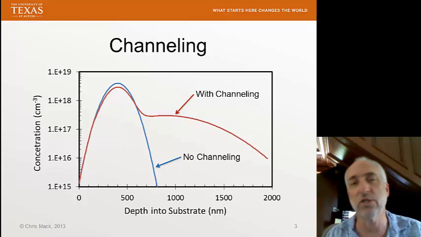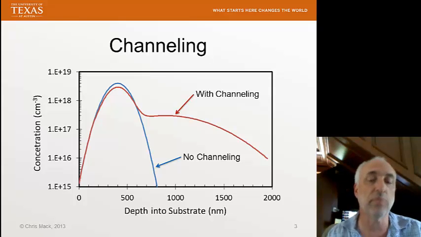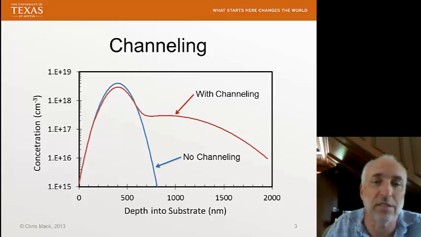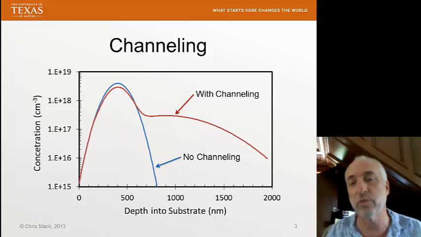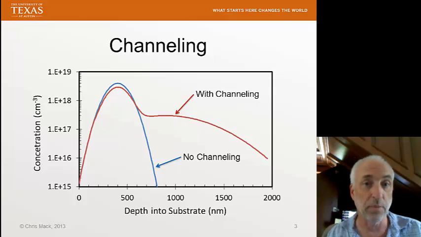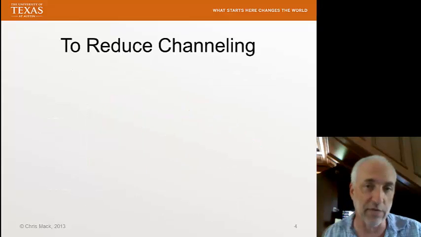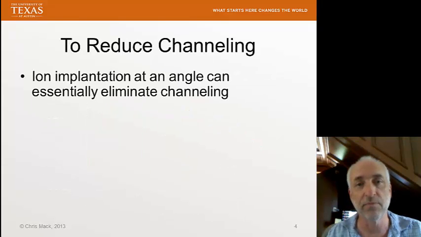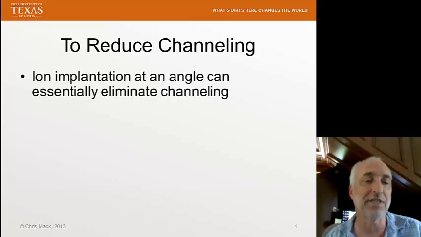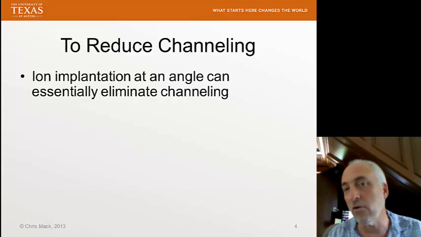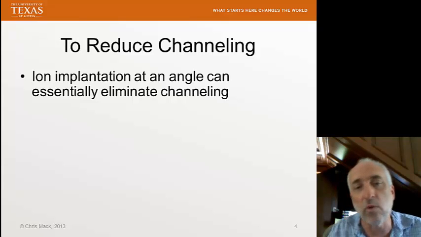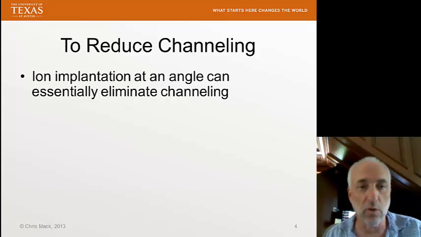So the dopant distribution we get if we happen to hit these channels is dramatically different. Often this is a very bad thing, especially if you're trying to create some shallow junction and the dopants go much farther than we expect them to. So we need a way of getting rid of this channeling effect. How do we reduce channeling? Well, I think the very definition of what channeling is gives us the idea of how to reduce it. We're going to implant at an angle. If we are at an angle, we won't hit the channels and the channeling will go away.